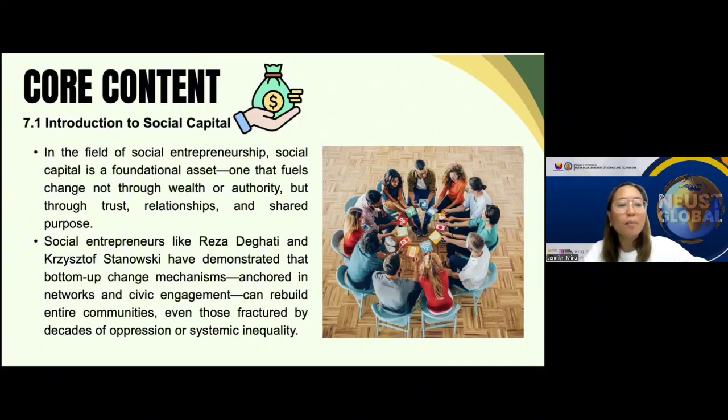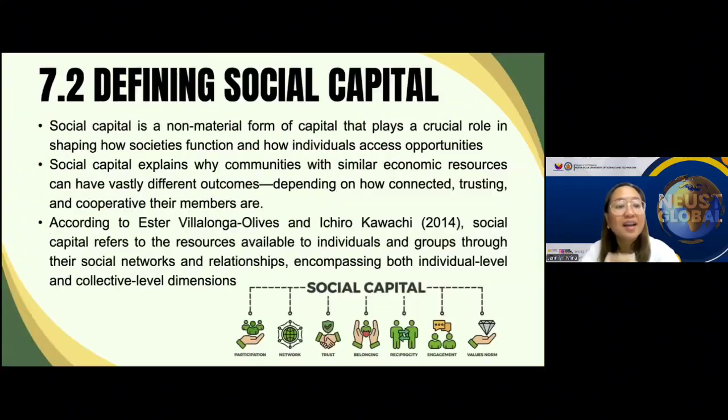So now let us talk about what is social capital. Social capital is not just about money or machines. It is about people or relationships. It is the trust, the connections, and cooperation among individuals and groups that help them work together and succeed. While financial capital is about money and physical capital is about the tools or the buildings, social capital is about the network of people who help each other.